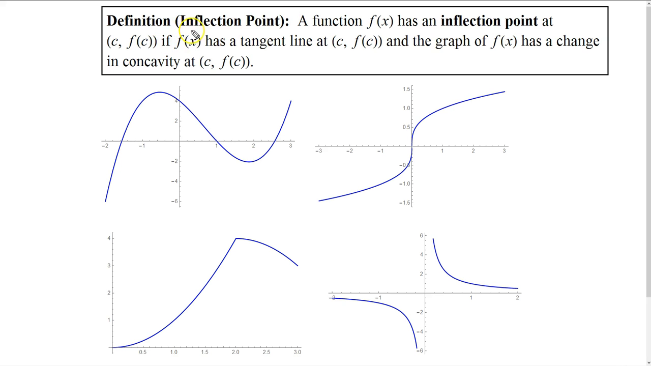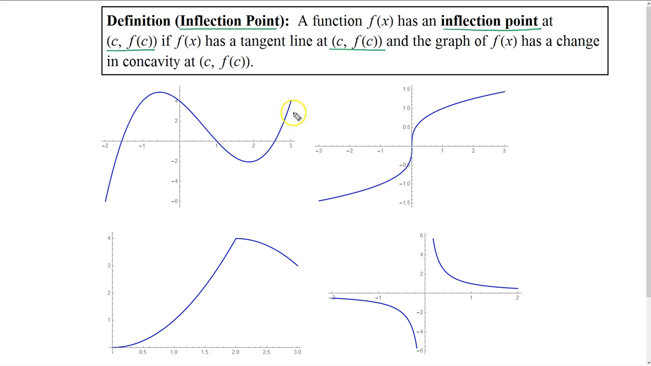So here's a precise definition for inflection points. A function f of x has an inflection point at a point (c, f of c) if f of x has a tangent line at that point, and the graph of f has a change in concavity occurring at (c, f of c). So here we have some examples down here.